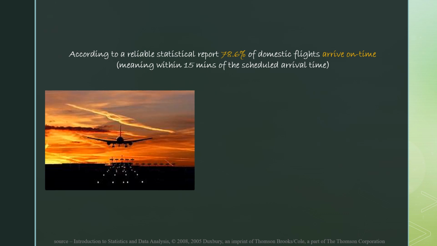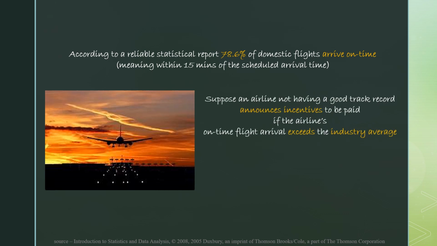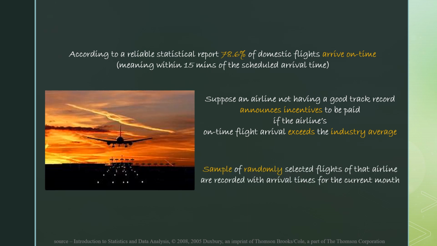Let's look into some examples. According to a reliable statistical report, 78.6% of domestic flights arrive on time, meaning within 15 minutes of the scheduled arrival time. Suppose an airline not having a good track record announces incentives to be paid if the airline's on-time flight arrival exceeds the industry average. A sample of randomly selected flights of that airline is recorded with arrival times for the current month.